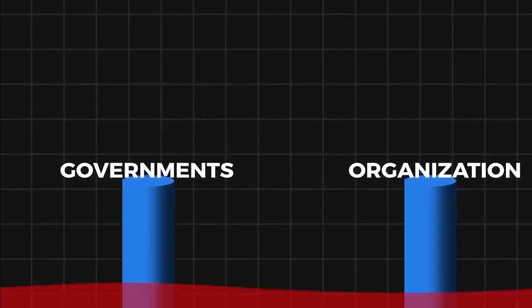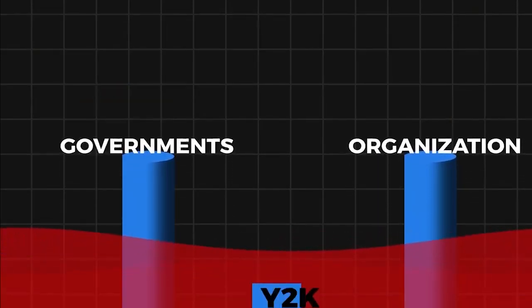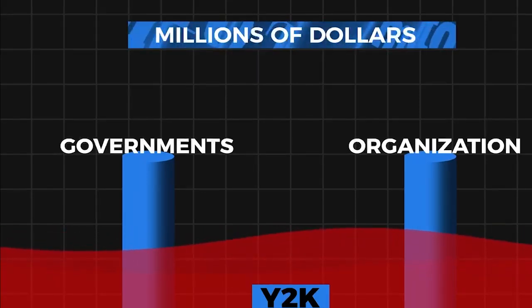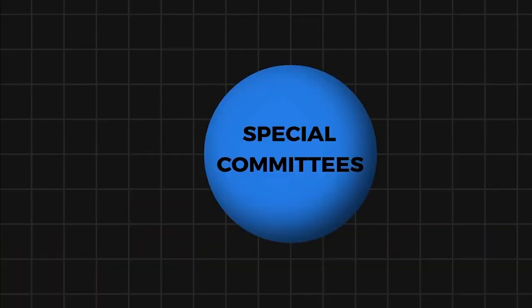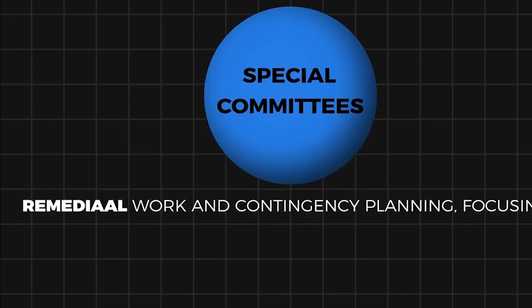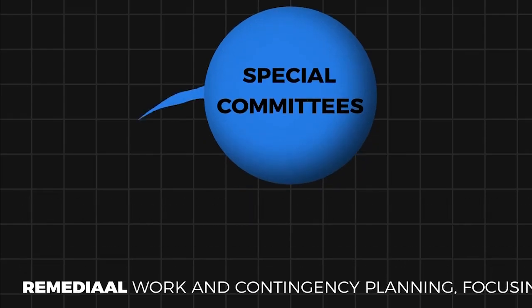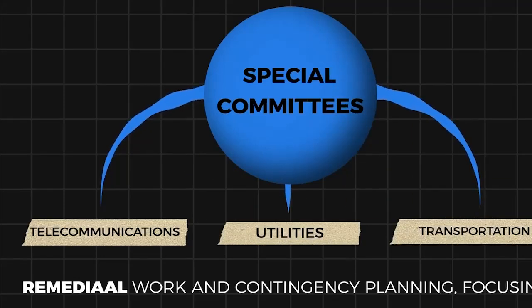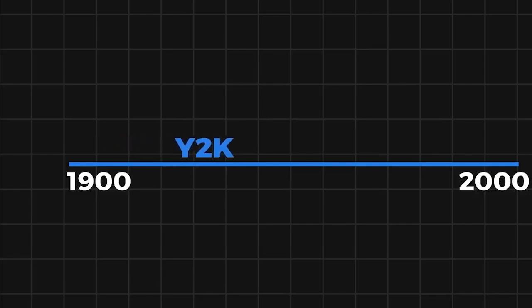As governments and organizations scrambled to address the impending Y2K crisis, millions of dollars were poured into IT and software development. Special committees were established to monitor remedial work and contingency planning, focusing on critical infrastructures like telecommunications, utilities, and transportation. Despite the initial panic and uncertainty, the Y2K transition into the new millennium was surprisingly smooth. This outcome was attributed to the tireless efforts of computer programmers and information technology experts globally.